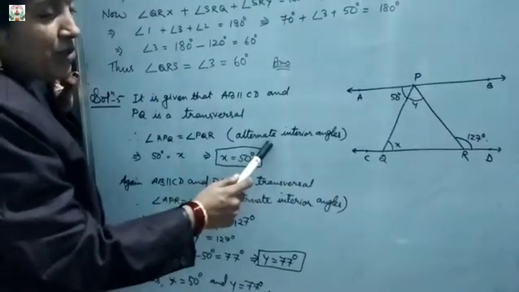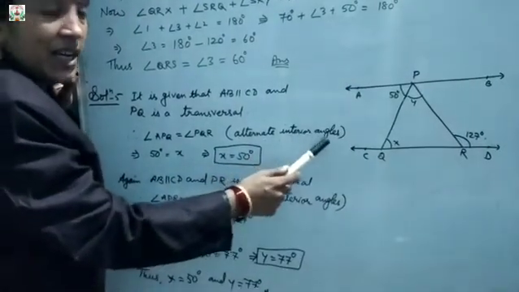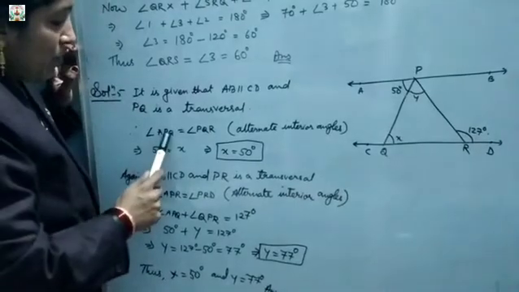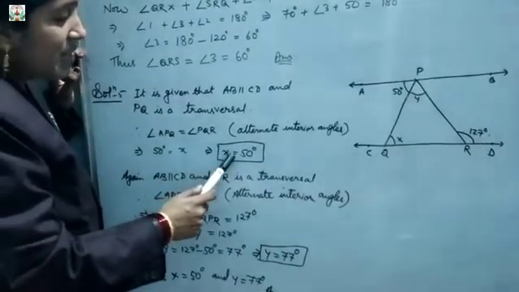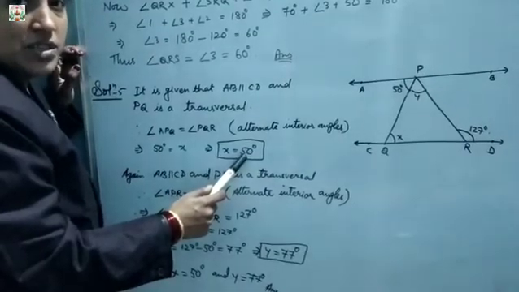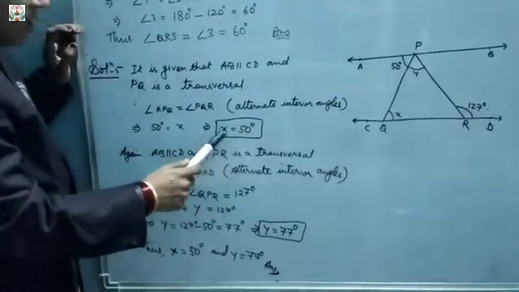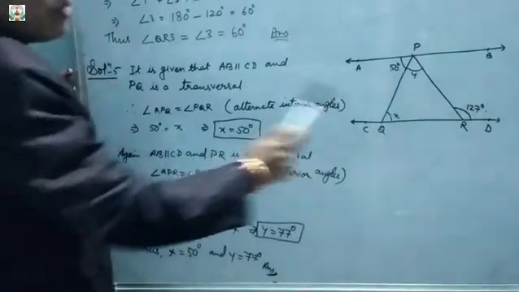As they form alternate interior angles. Now APQ means 50 degrees, which is equal to X, or angle X equals 50 degrees. Okay, first one we got the value of X.